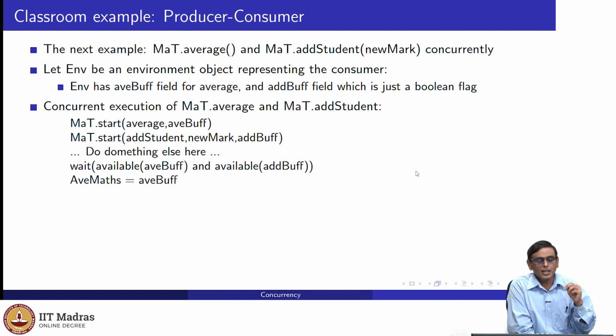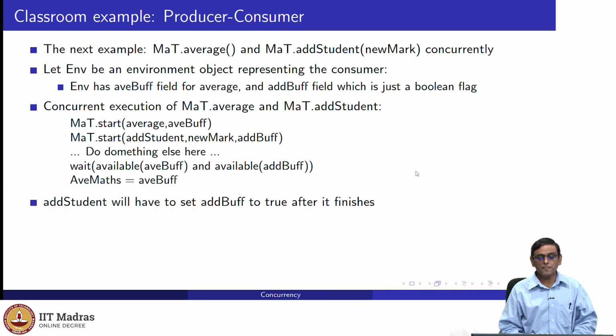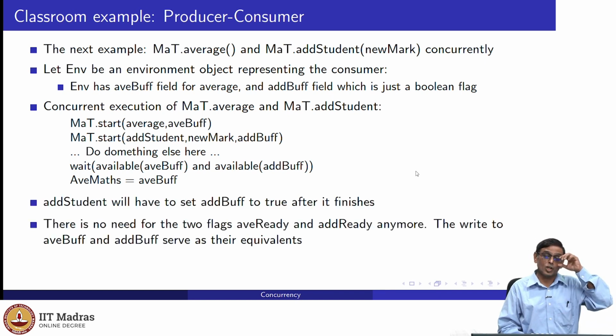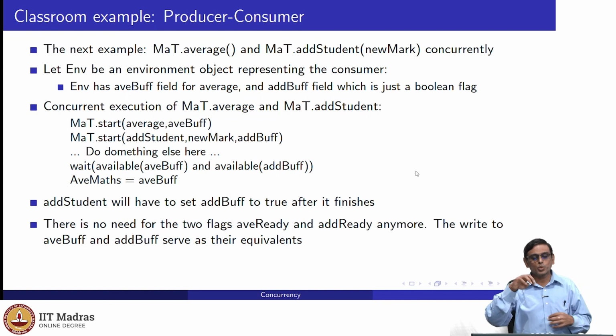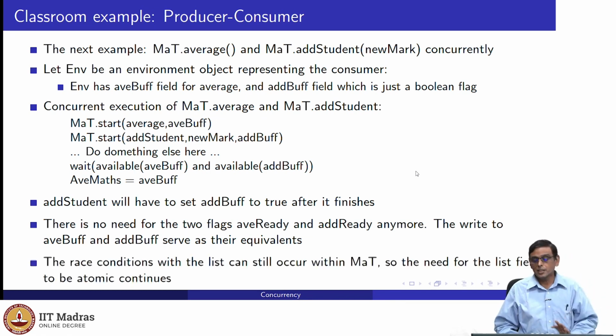Then you can do whatever you want, and after you have finished, you check whether both average buffer and add buffer are available. If both have been written into, then you read the average mark from average buffer. But the problem is of atomicity of that list. What we saw, that both add student and average work on the same list. So one can be reading, another can be writing into the list, and we need to take care of that. That problem still remains. So we have to ensure that the atomicity of the list is still respected. Other than that, we have saved the bother of writing ready functions and so on.